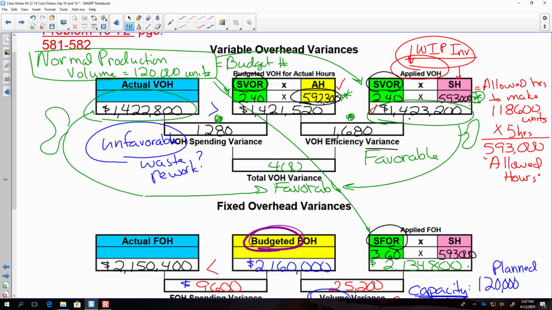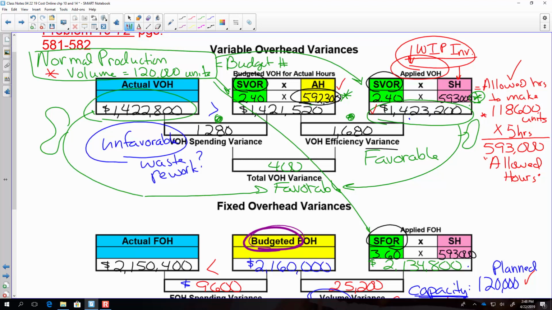Now, the standard hours allowed, remember that from last chapter test, is computed the same way. We take our actual units, 118,600. Remember, what did we plan for? We planned for 120,000. So we're down, we didn't produce as many units as we had planned to produce. Never a good thing in production. We were planning to produce 120 and we're below that.